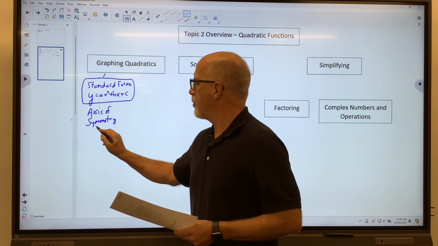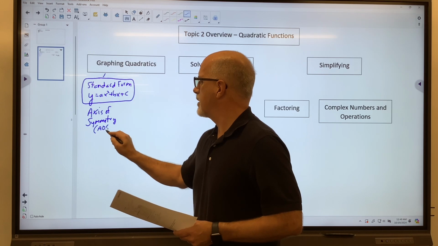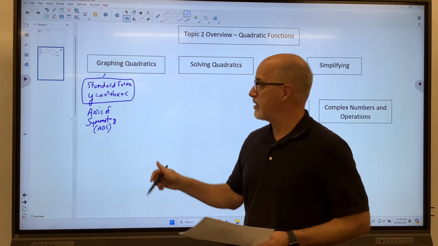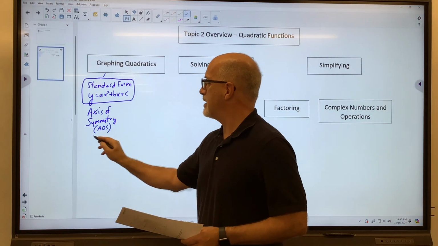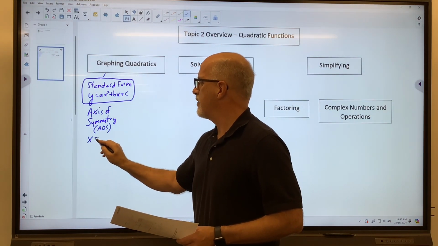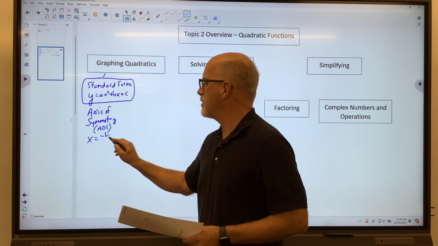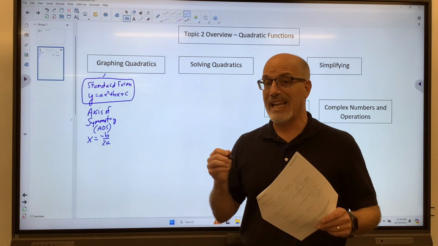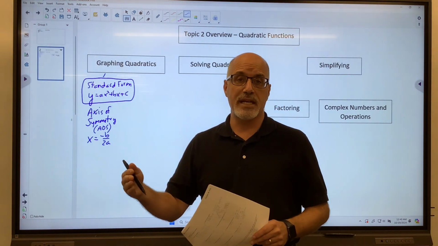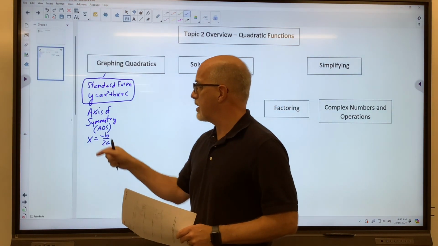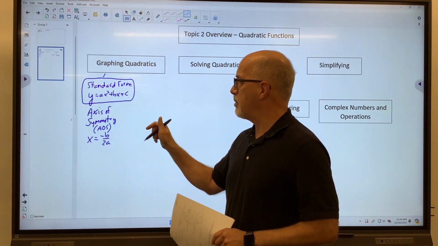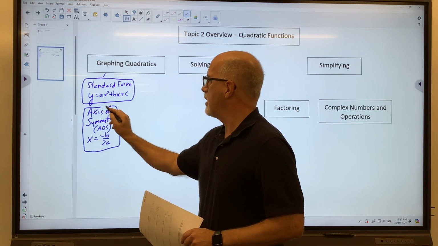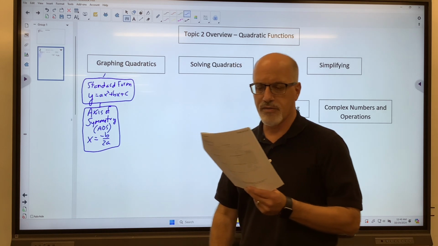And we abbreviated that AOS, and we made sure that we were able to find the axis of symmetry by using the A, B, and C. We knew that the x value at the vertex was the opposite of B over 2A. Oftentimes we called that an H. We did the vertex as H comma K, but the x value is the opposite of B over 2A. So that was one of the major topics we were finding from that standard form.